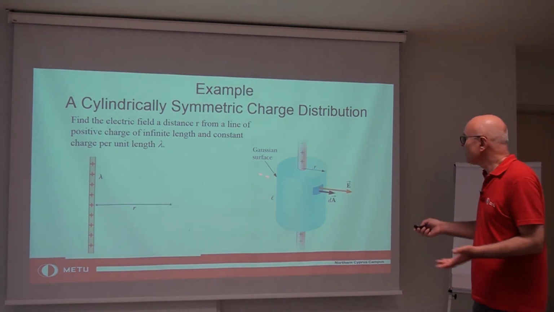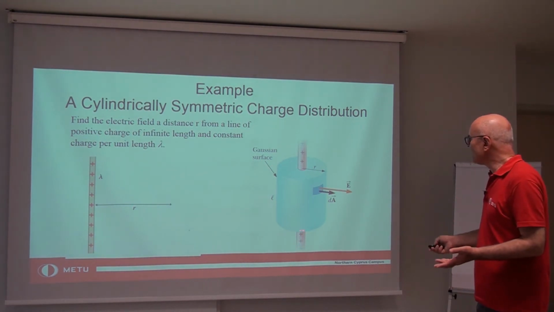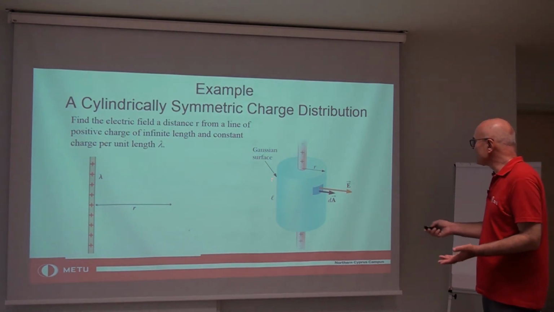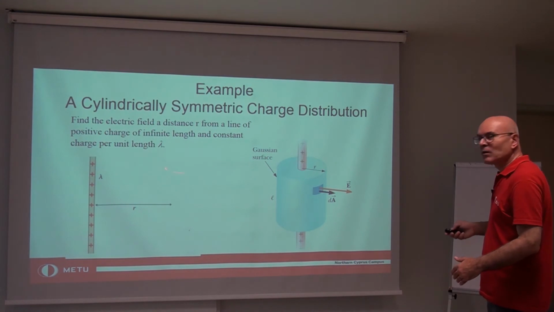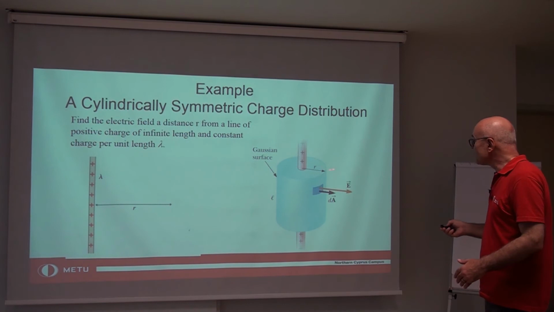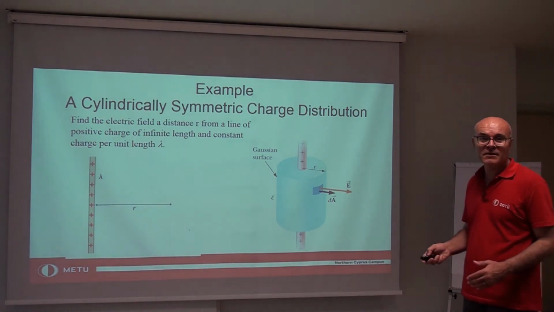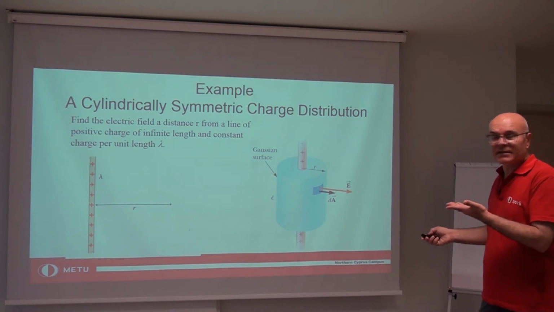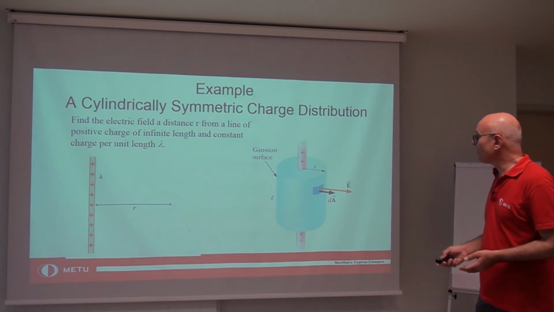The meaning of this is that there is no flux of the electric field lines through the upper and lower base, because the electric field is going radially outward, so the electric field lines here will be just parallel to this surface. So they are not penetrating these upper and lower bases.